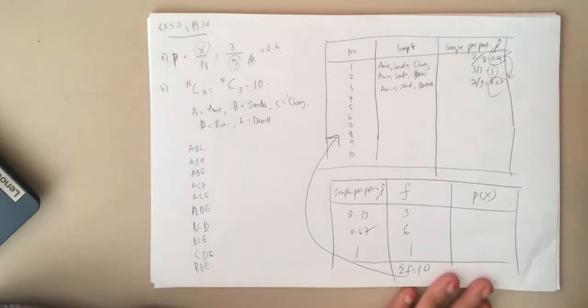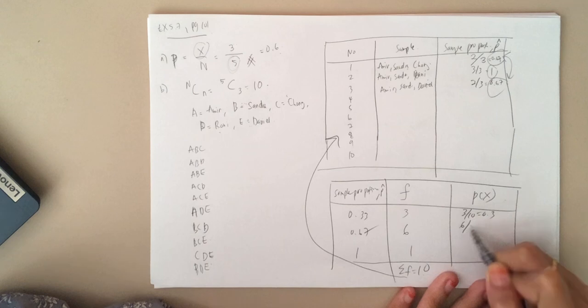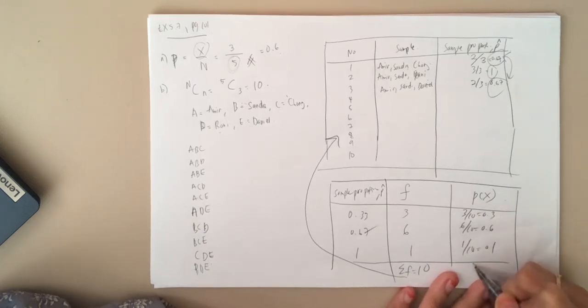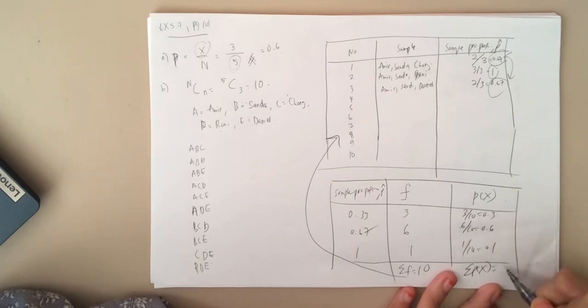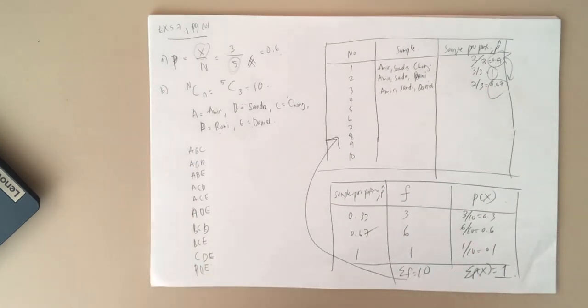And then how about the probability? 3/10, 0.3, 6/10, 0.6, and 1/10, which is 0.1, and the total of the probability must be equal to 1. That's it.